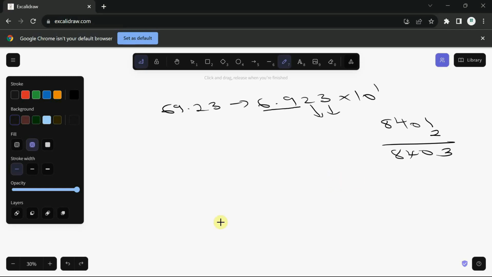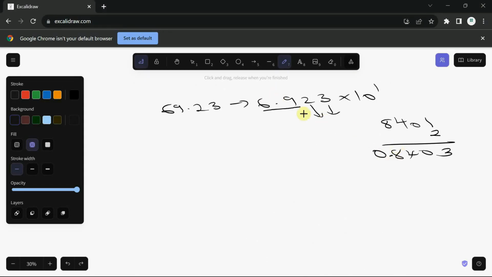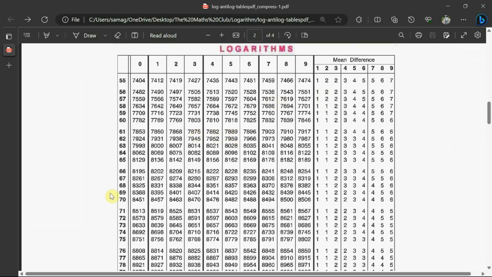So the value that we got from the logarithm table is 8403. But let me also say something, that the values in the logarithm table are actually decimals. So this is 0.8403. They might not show it at the top, but all these values are decimals. So now that we've gotten the value of 69 under 2 and difference 3, we've added those two numbers.